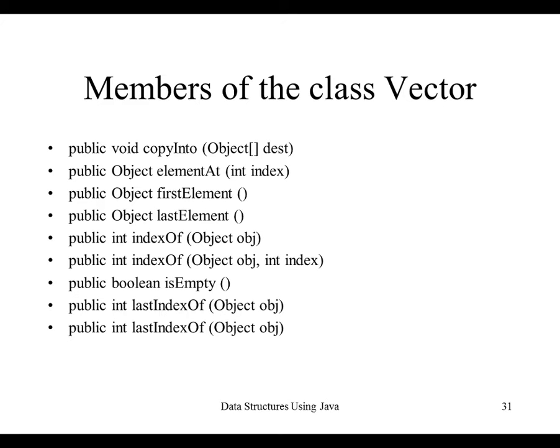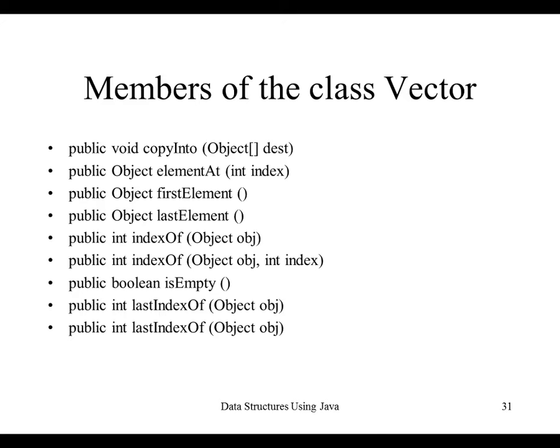Next, public Object firstElement(). This returns the first element of the vector. If the vector is empty, the method throws NoSuchElementException. Next, public Object lastElement(). This returns the last element of the vector. If the vector is empty, the method throws NoSuchElementException.